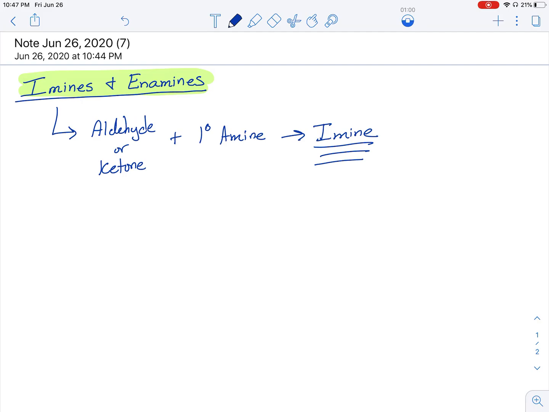The biochemists often call these Schiff bases. So if you ever hear the term Schiff base, they're talking about an imine. These are the same thing, so these two terms are used interchangeably. But again, you want to remember this.